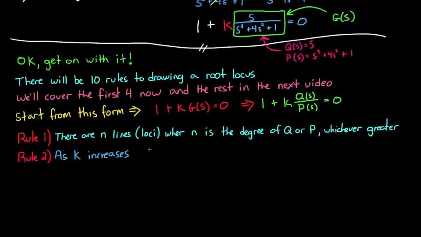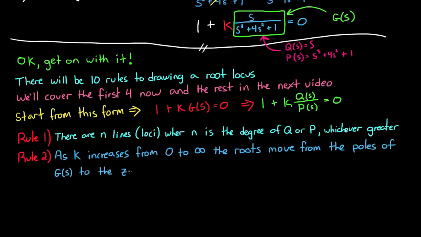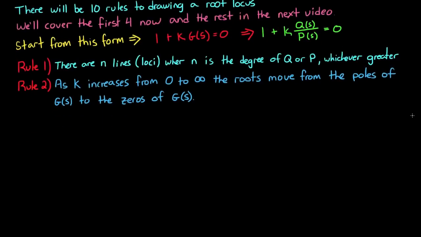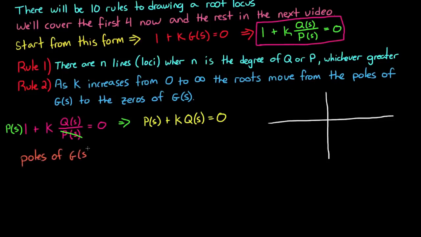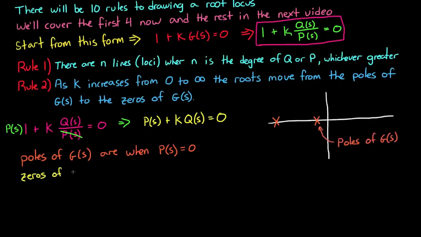The second rule states that as k increases from 0 to infinity, the roots move from the poles of g of s to the zeros of g of s. Let me explain this one a bit. We can start from the basic form of the characteristic equation and then multiply both sides by p of s to get this new equation. Now let me plot the poles and zeros of just some fictional g of s in the s-plane. Remember that the poles of g of s are when the denominator, or p, equals 0. I'll just make up a couple locations here in the s-plane and mark them with x's. These are the poles of g of s. And the zeros of g of s are when q of s, or the numerator, equals 0. And I'll just put a 0 right here just for this demonstration.